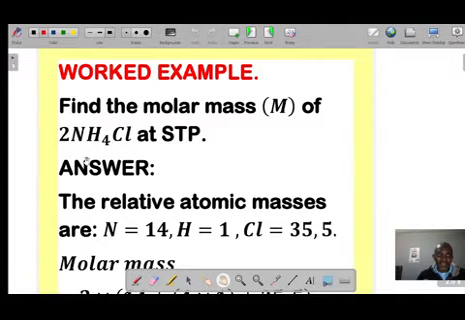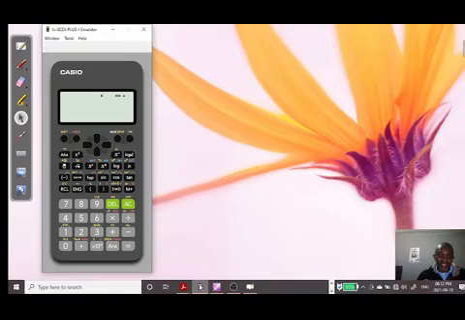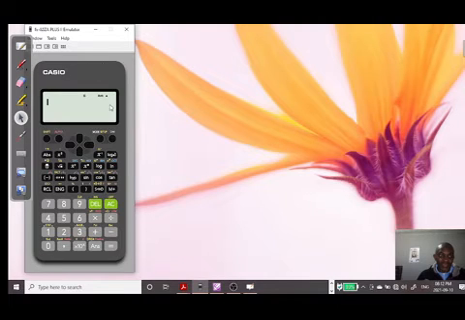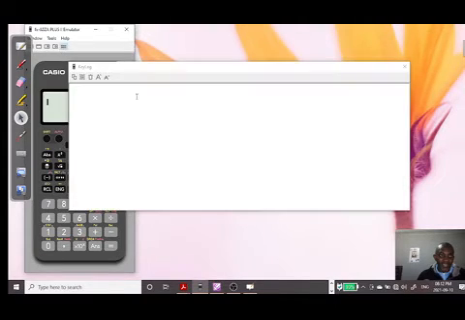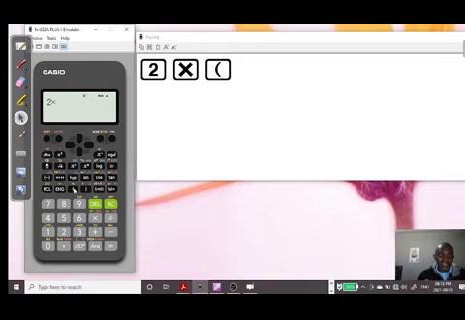However, let me show you how to do this. Now, you see this 2 here, and then nitrogen, and then hydrogen and chlorine. Let us work it out together. We want to find the molar mass of 2 ammonium chloride. Let's take out our calculator and do the computations. Let me first display what I'm going to do here. Now I have to write the 2 first. Then multiplied by open brackets. Ammonium is NH4. N is nitrogen, which has a mass of 14.